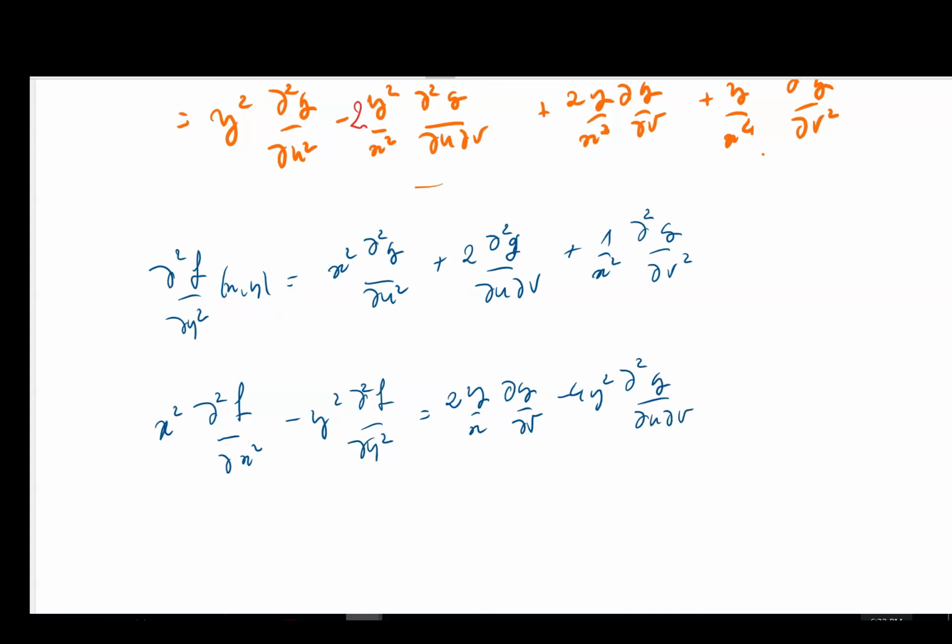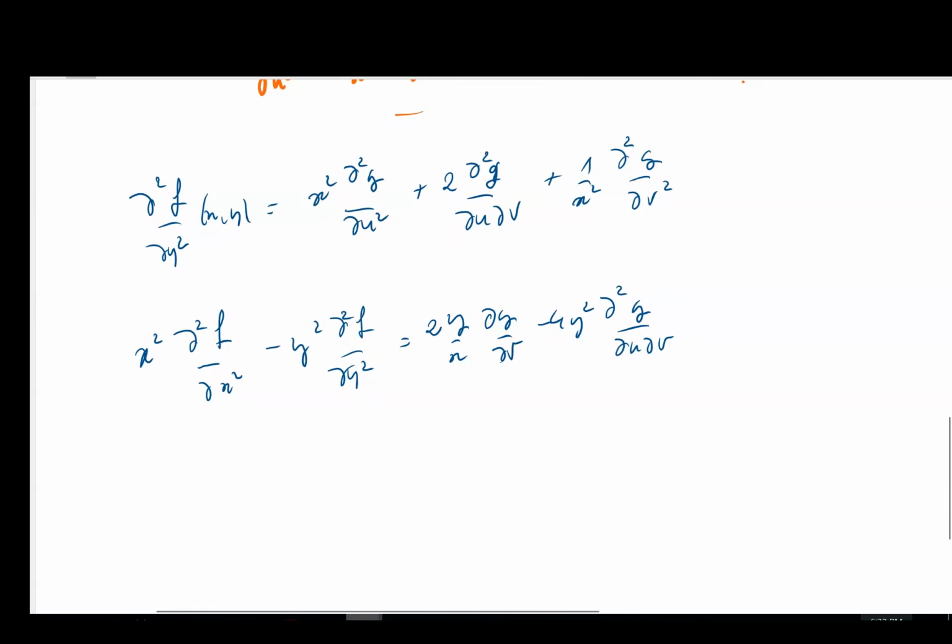That's still problematic because I have a mix of x, y, and u, v. So let's substitute that by the things we know. So y over x is exactly the v. So 2 times v dg over dv. And the y square is exactly, what is that? That's exactly u times v, all right? Minus 4 u times v d2g over du dv. Why is that slightly simpler? Let's have a look, okay?